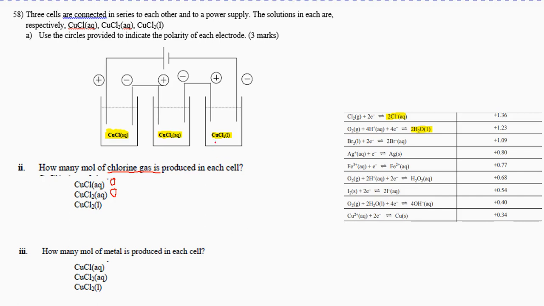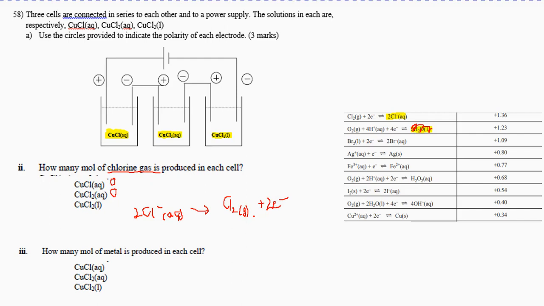copper chloride, but it is molten. So because it's molten, we aren't going to have any water present. So the chloride ions are going to be oxidized, forming our chlorine gas. So let's have a go at writing out this equation. So we're going to have our chloride ions is going to be oxidized, forming our chlorine gas. That's 2 electrons.